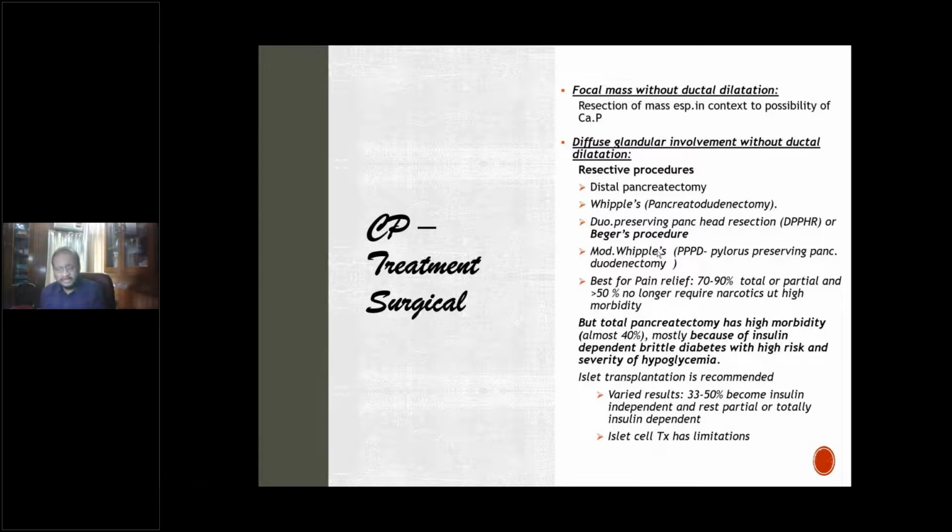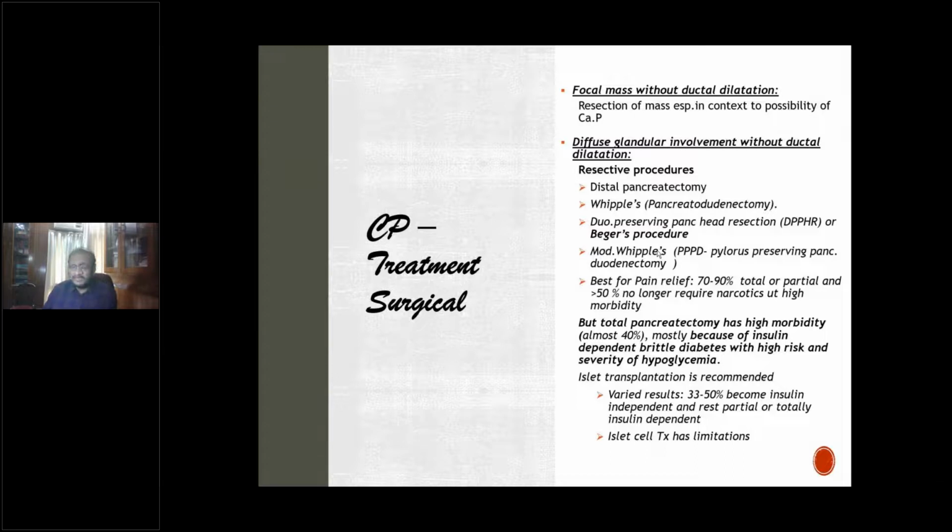The CBD is not draining anywhere. The stomach is not draining anywhere. The pancreas is not draining anywhere. The jejunum is not draining anywhere. So you have to do a whole lot of anastomosis. So you have to connect the CBD somewhere. You have to connect the stomach somewhere. You have to connect the pancreas somewhere. You have to connect the jejunum somewhere. So it involves almost four anastomoses. And that is why it has got a very, very high morbidity. And that is the reason why modified Whipple's is now being done.